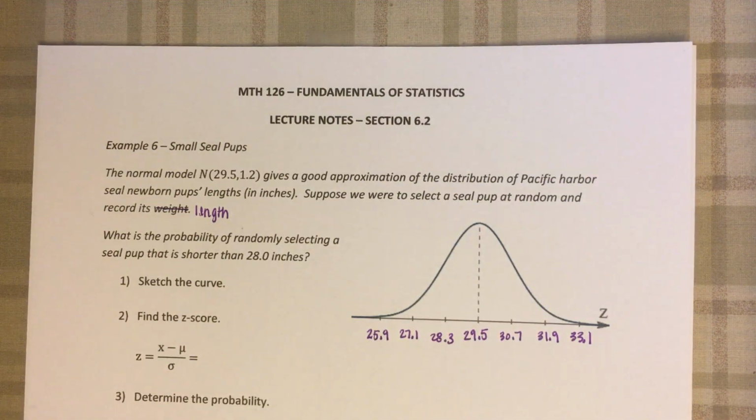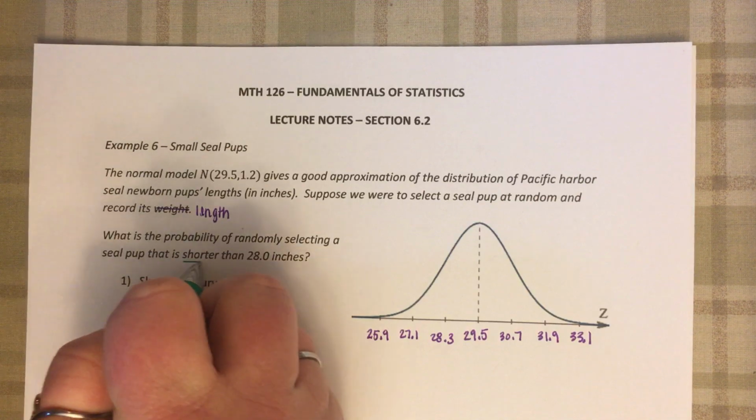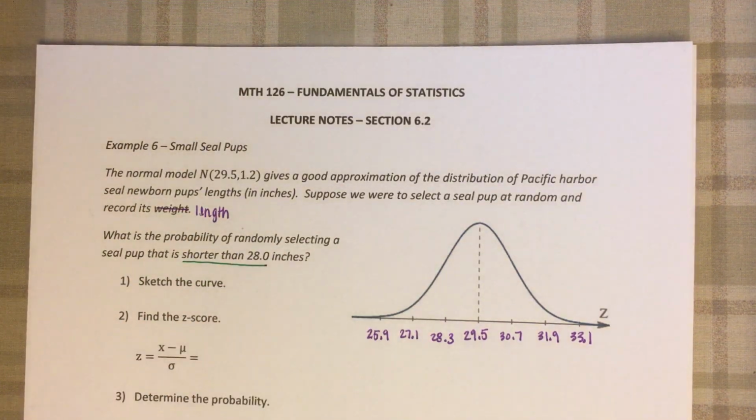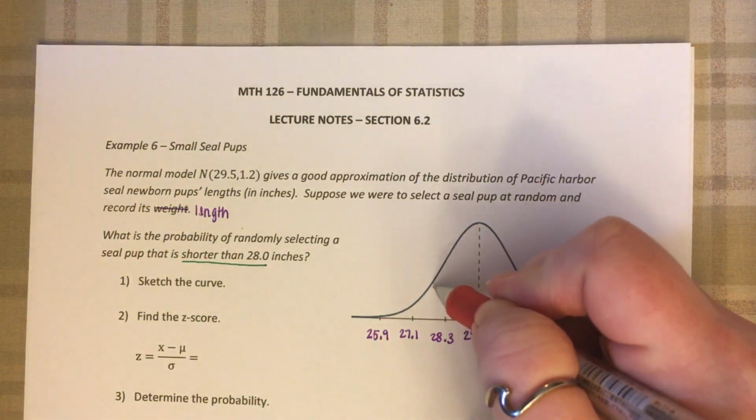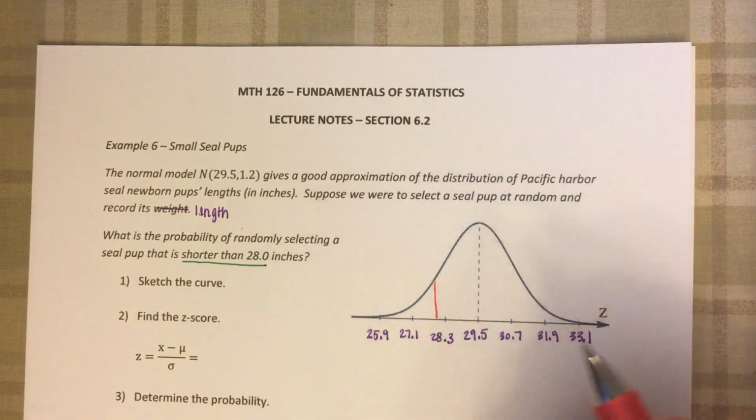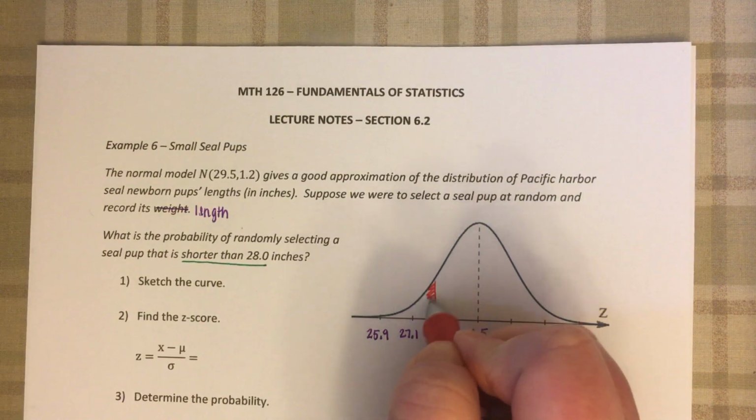Now we're going to look at our question. Our question says, what is the probability of randomly selecting a seal pup that is shorter than 28 inches? So in our case, we're going to find where approximately 28 inches would be on our curve. And since we are thinking about shorter, we are going to shade the area to the left.